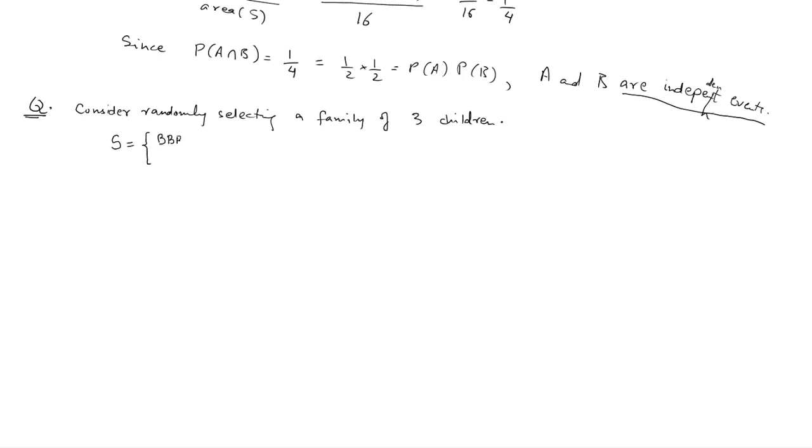So you could have all 3 boys. You could have boy, boy, girl. You could have boy, girl, boy. You could have girl, boy, and boy. You could have girl, girl and boy. You could have girl, boy, and girl. You could have what else? Boy, girl, girl, and you could have girl, girl, girl. Are there any other possibilities?